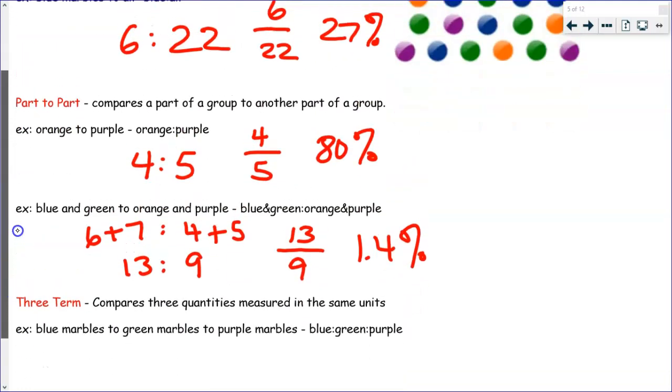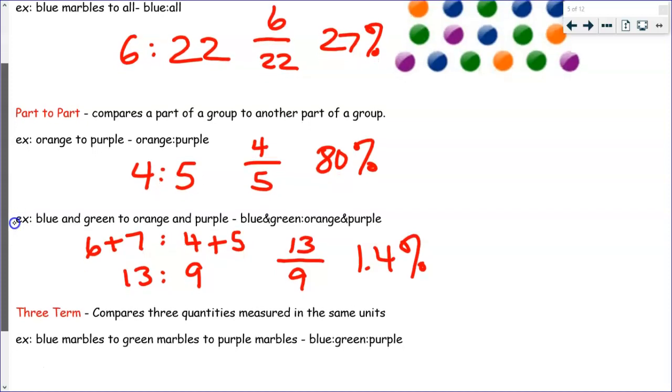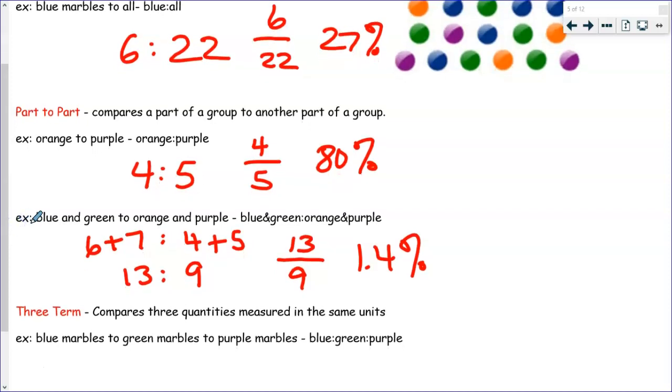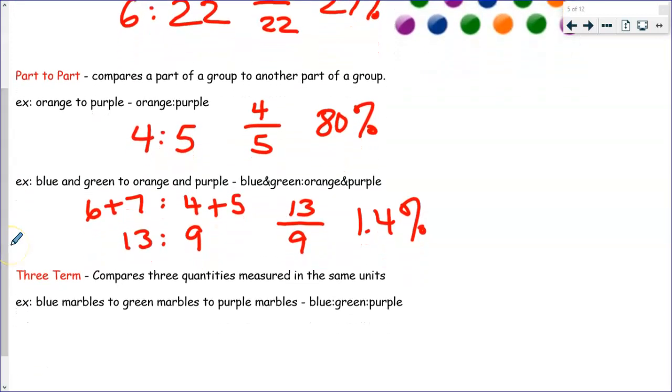And a 3-term ratio compares 3 quantity measures in the same units. So we're going to go blue marbles to green marbles to purple marbles, which would be, I know you can't see the picture up there, but I counted these up, 6 blue to 7 green to 5 purple. So we can have 3-term ratios.